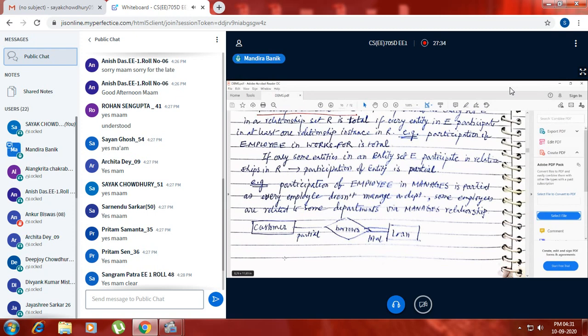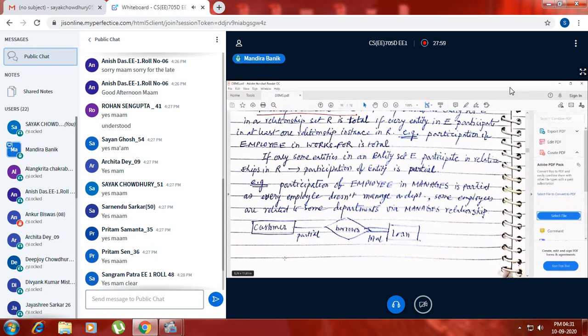So if we are making a relationship between the customer entity set and the loan entity set, then you can see that all the entities of the customer entity set are not participating in the borrows relationship, because all of them are not borrowing a loan from the bank. So all of the customers are not participating in the borrows relationship. So that's why the participation of customer in the borrows relationship is partial.